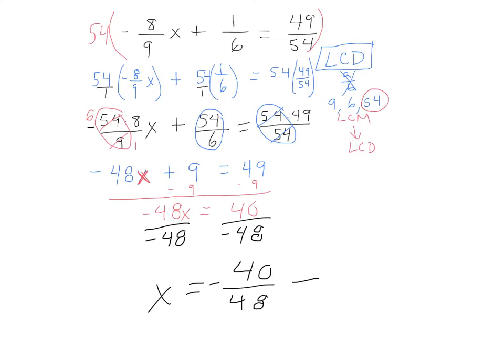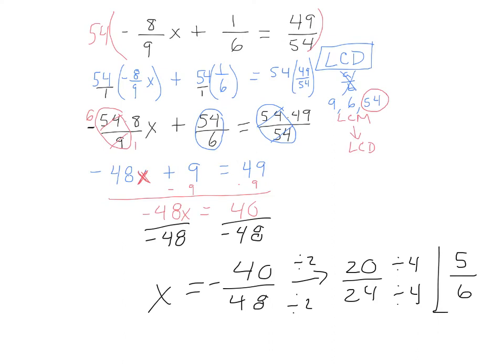You can simplify this a little bit. I can see a 2 that's present in each. If you divide each of them by 2, you end up with this. Oh, you can keep going. Actually, a 4 is present in each of these, so divide each by 4, and you can see that 5 over 6 is your final answer. But I hope you didn't forget that it was negative.